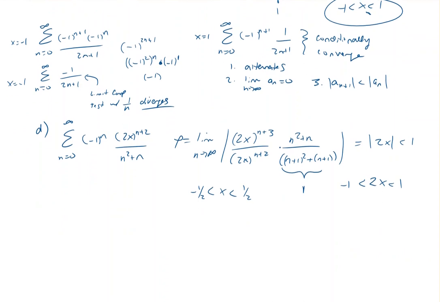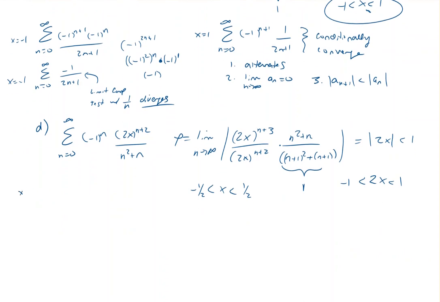Okay, so now we have to test 1/2 and negative 1/2. So we come into here and you plug in 1/2. You're going to get 1 here. So it's just going to be 1 to the n plus 2, which is just 1, right? So we don't have to worry about this. It's just 1. And this is going to converge.